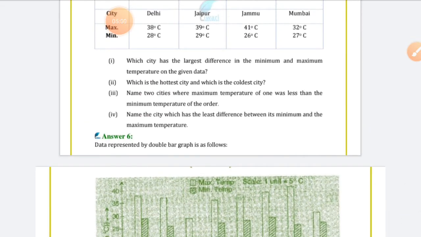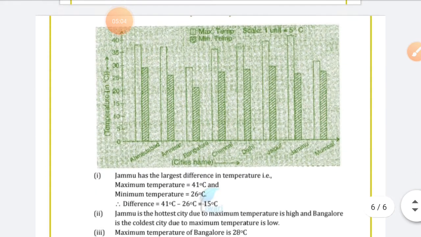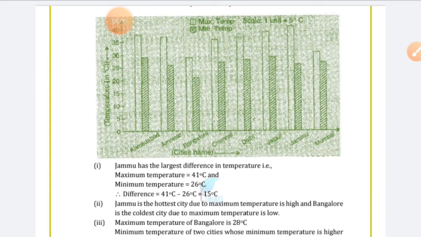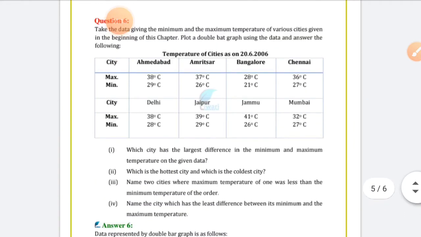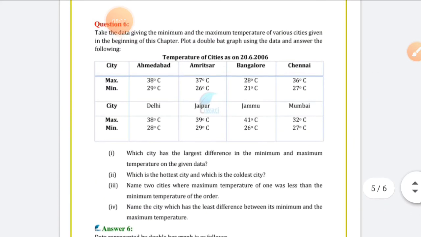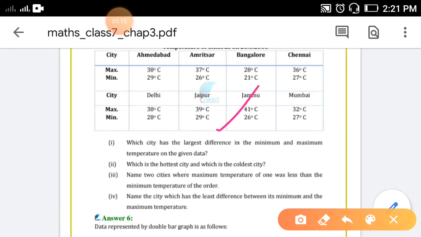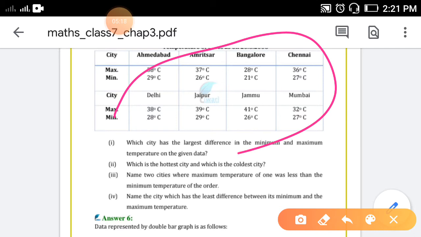Which city has the largest difference in minimum and maximum temperature on the given date? So Jammu has the largest difference in temperature. Where is Jammu? Yes. Maximum temperature 41 and minimum 26. You can see the temperature of all cities. Here Jammu is the city which has the largest difference in minimum and maximum temperature.